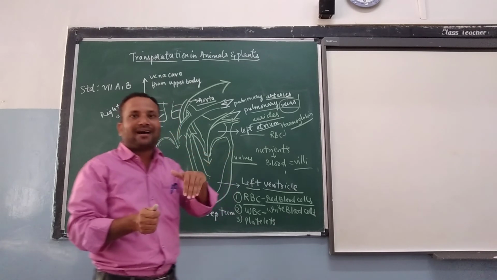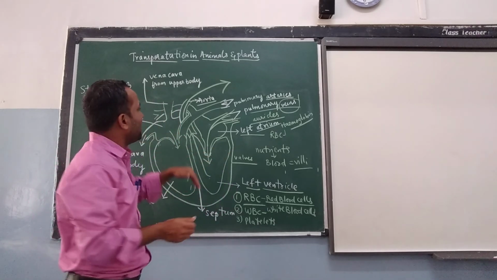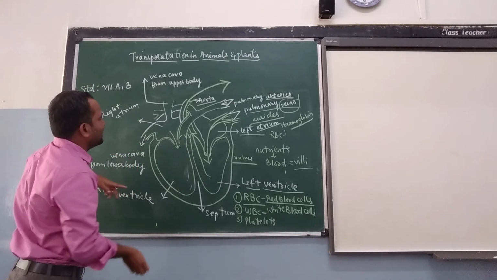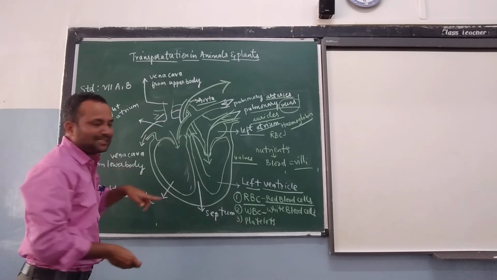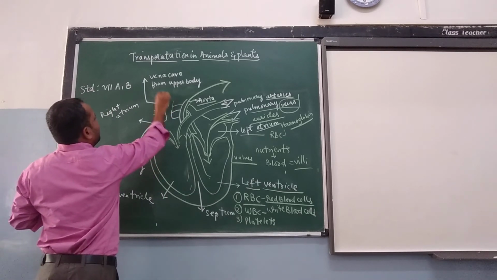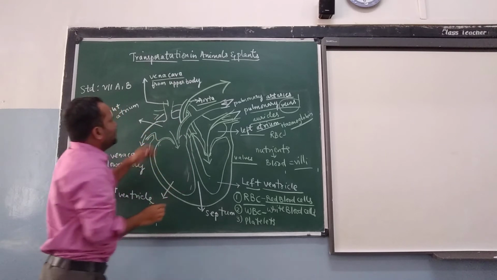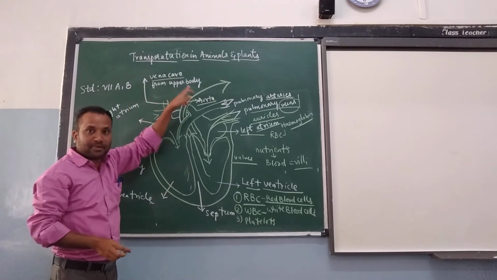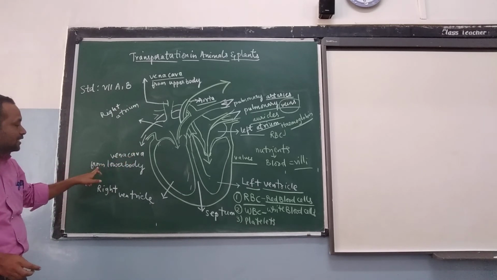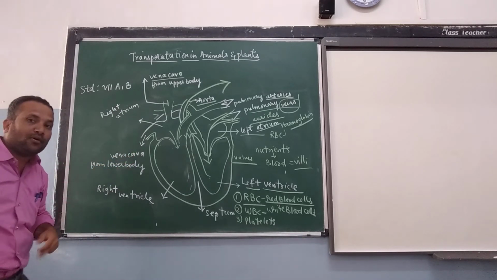It comes back to the heart through important vessels, children. We call them by the name vena cava. So it is coming from the upper parts of our body. One more pipe is there, vena cava, coming from the lower parts of our body.